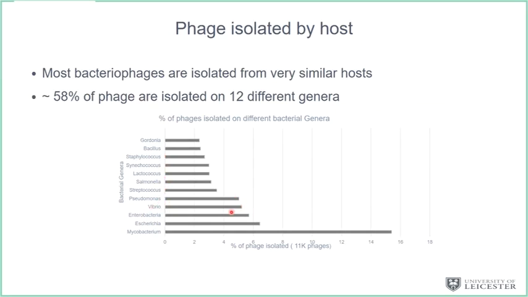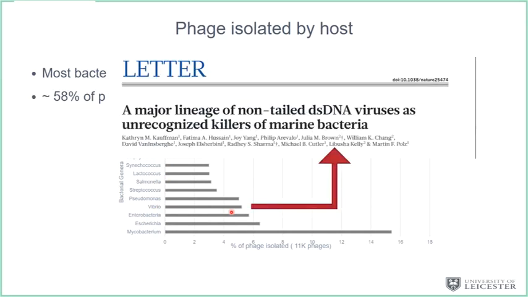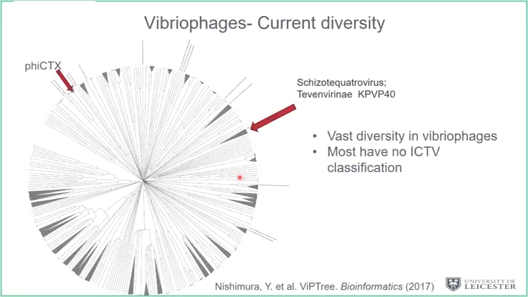When we started this work, it was far less, and the reason for this is a paper that identified a major lineage of new non-tailed DNA viruses, where they sequenced several hundred. That brought it up from a very low number to about 5% of all phages ever sequenced affecting Vibrio. But not to be deterred, we continued with the work I'm about to describe to you. So this is what we know about bacteriophages at the start of the project.